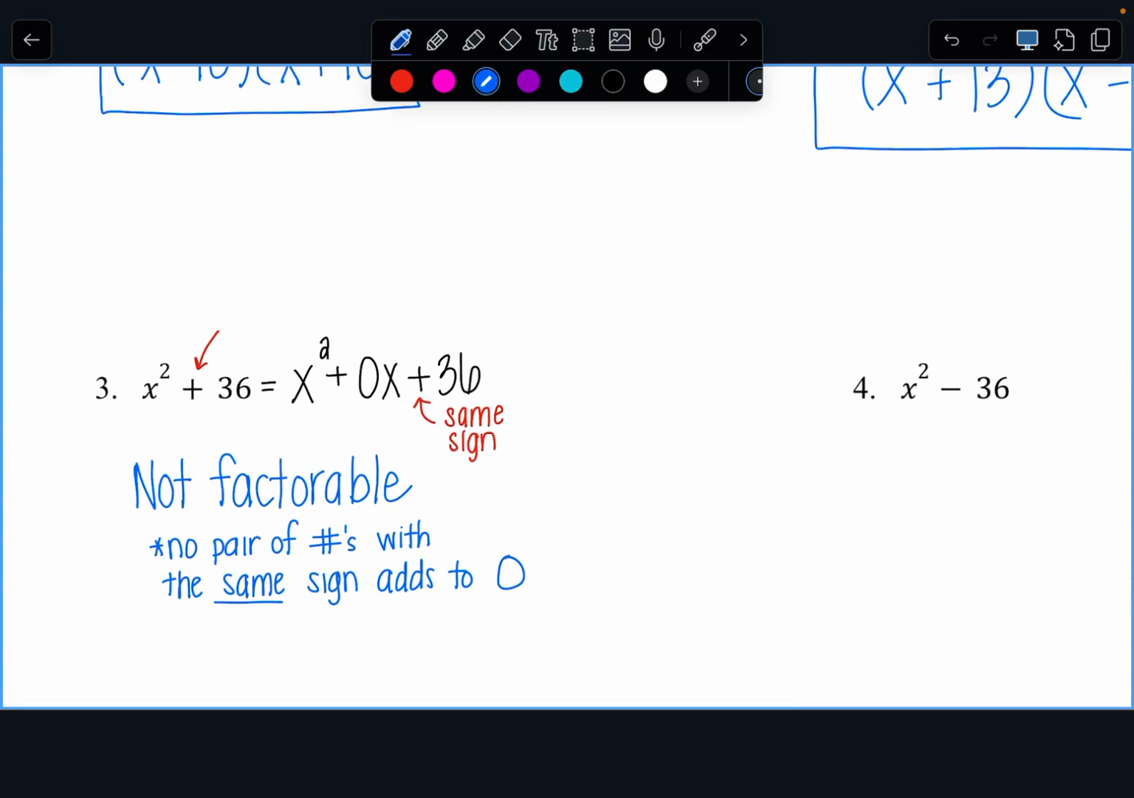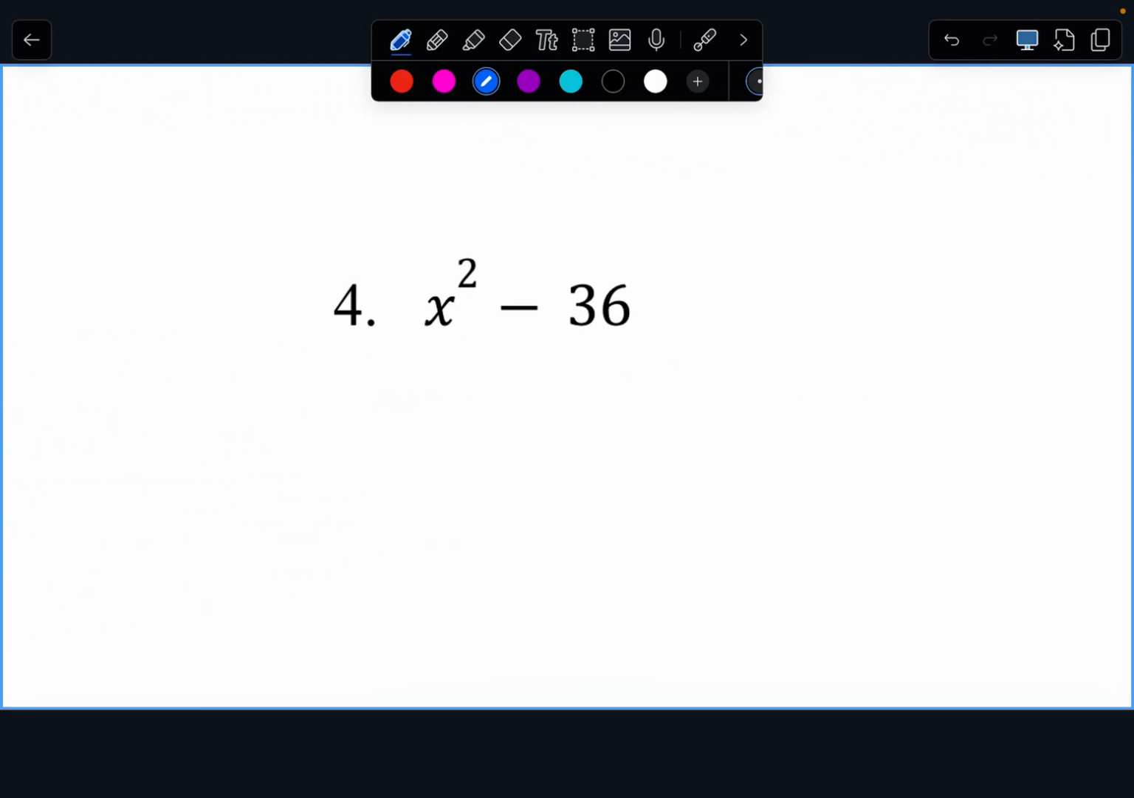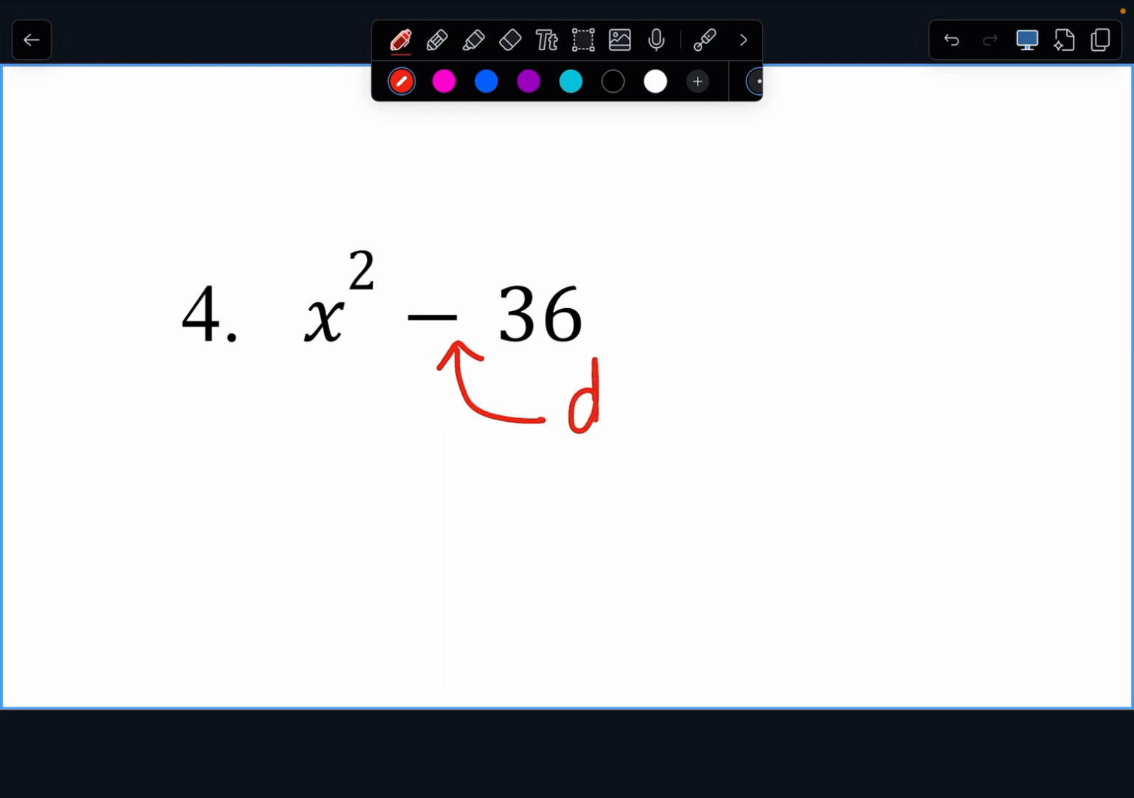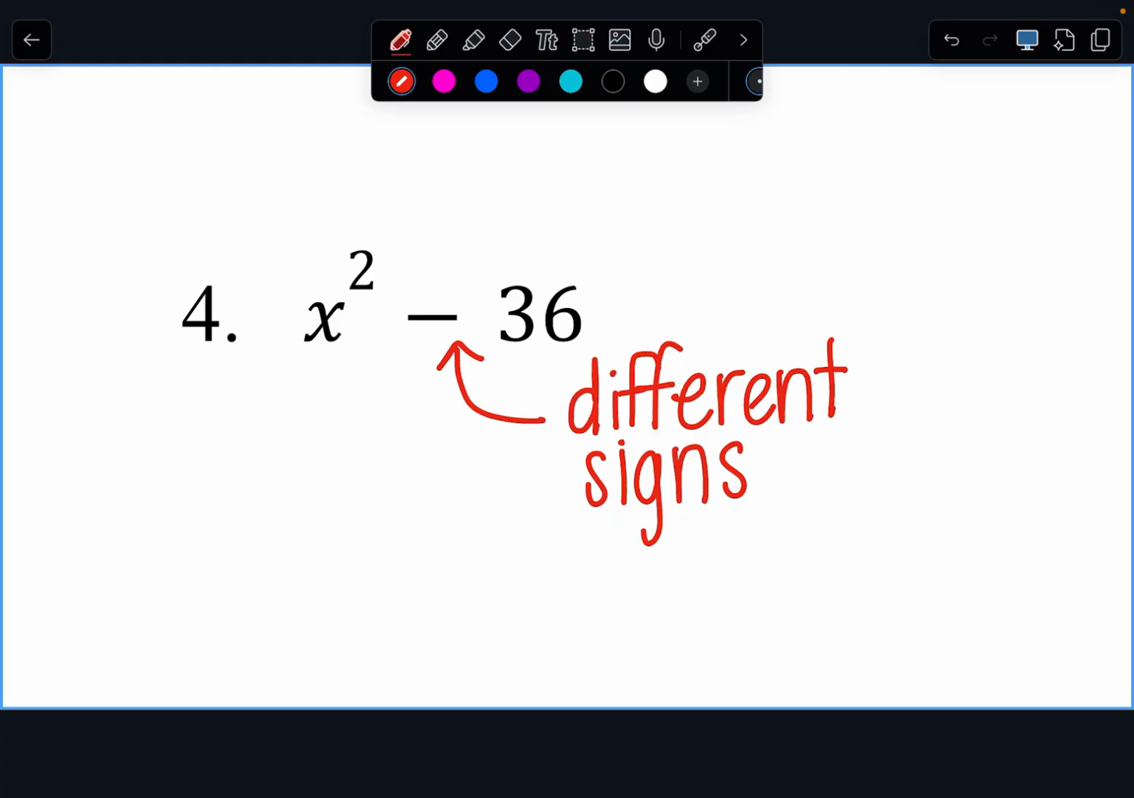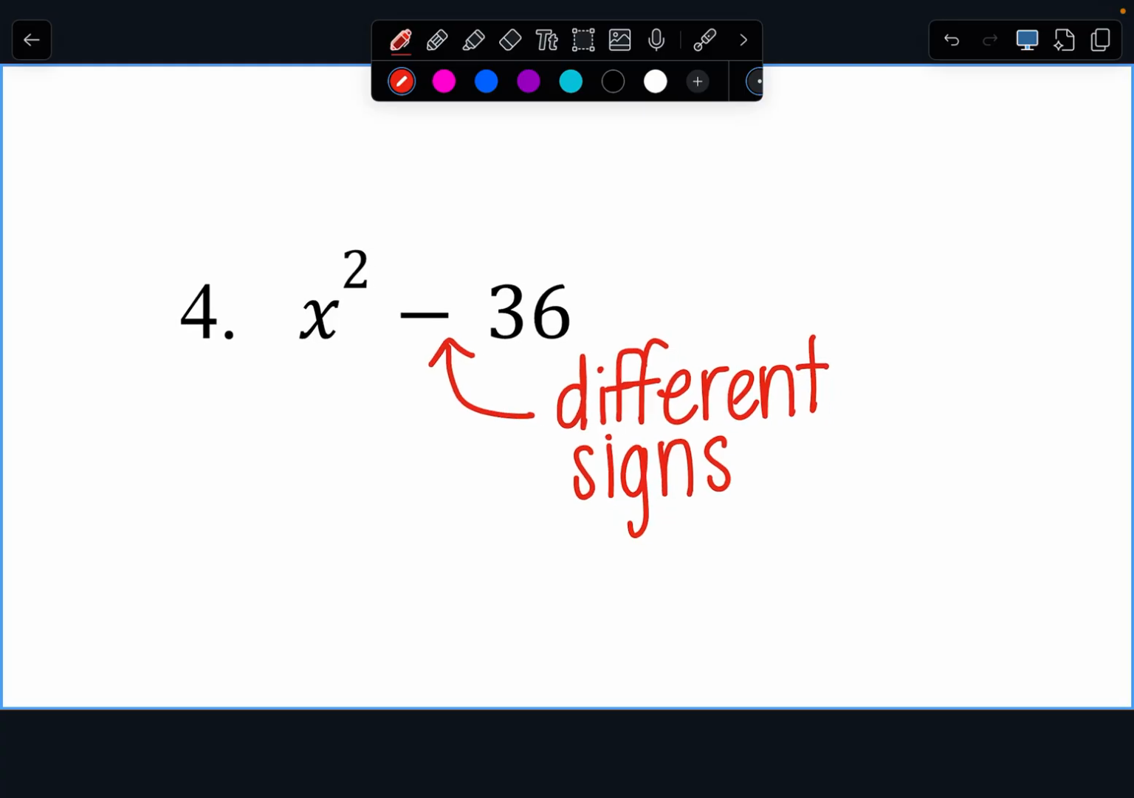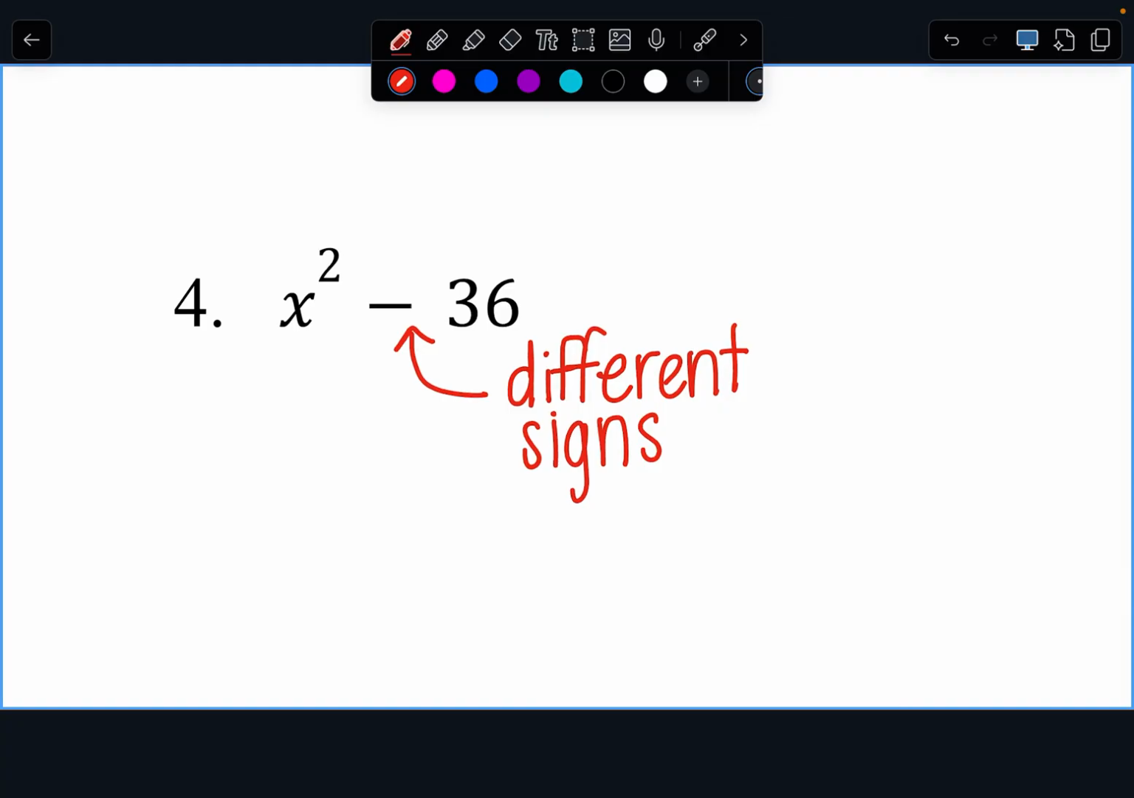Now, number 4 follows that pattern because there's a minus sign. This tells you that they are different signs. Now, what times itself gives you 36, with different signs, and adds to get 0? 6. Yep.